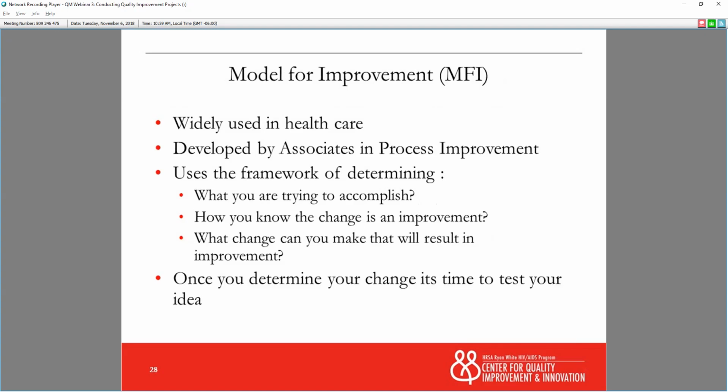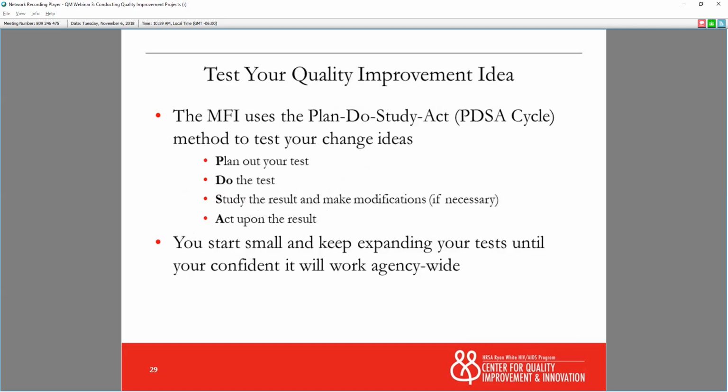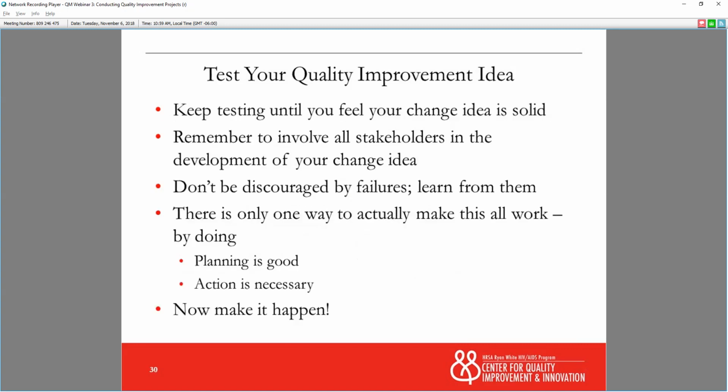So the model for improvement, as I mentioned, is widely used. You can not only figure out what you want to change, but you can figure out how to test it by using the model of improvement and the PDSA cycle. And this is the PDSA cycle. You plan your test, you do the test, you study the result, make modifications, and you act upon the result. And you keep doing that until you're very confident that your change is going to result in an overall agency-wide benefit.